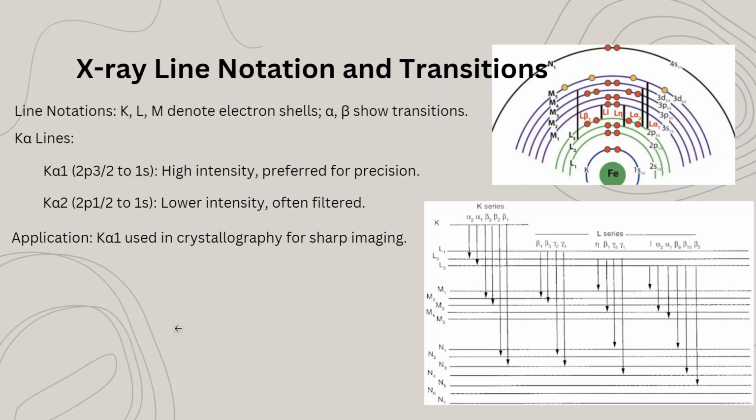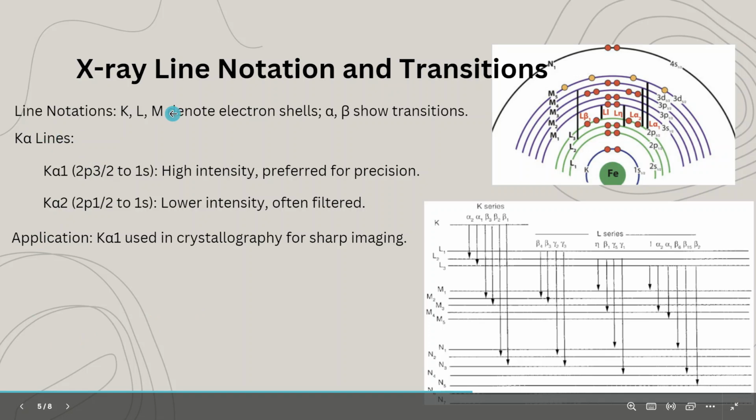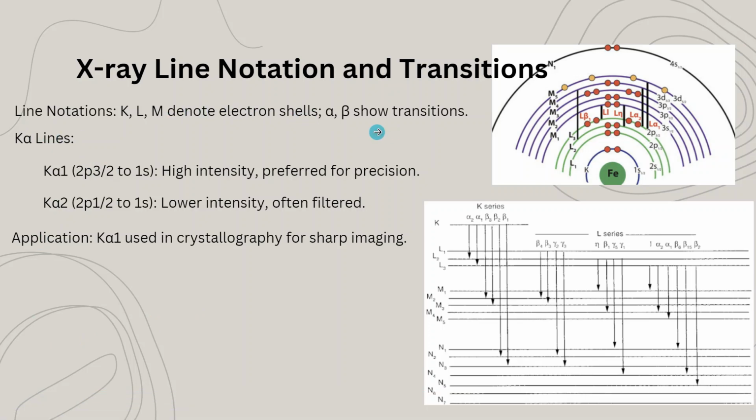And now X-ray notations and transitions. The notation K, L, M denotes the electron shells, and alpha, beta show the transitions. If it is the nearest transition, it is alpha, second nearest beta, third nearest gamma, and so on. K alpha lines also have K alpha 1 and K alpha 2. Like, there is slight variation in the alpha line also.